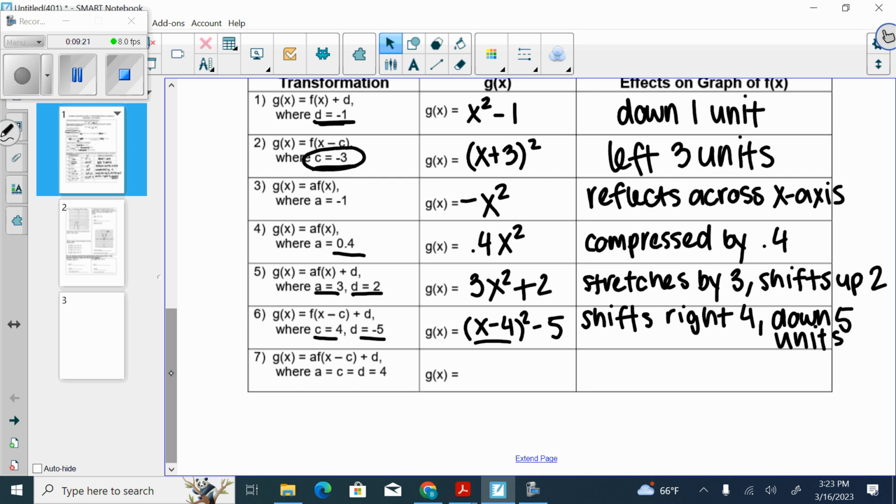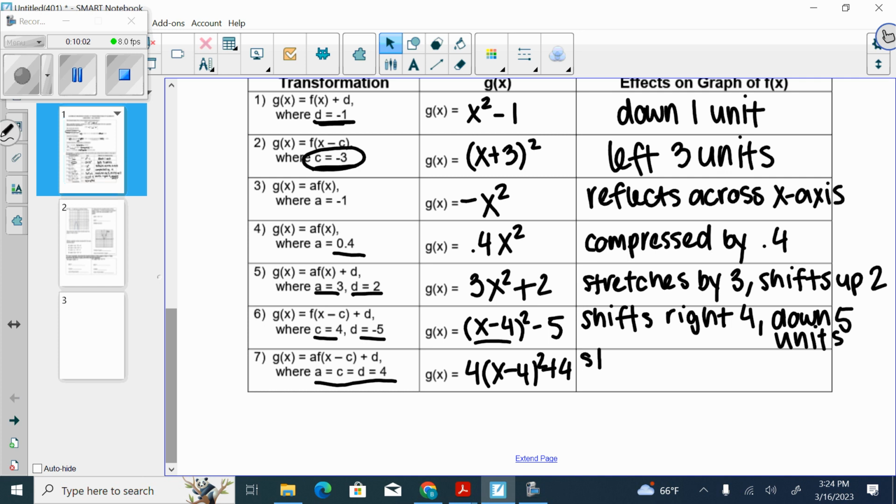All right, last one on the chart. Did they give us anything for A? Yeah, what did they say A was? 4. Okay. Did they give me anything for C? 4. So in my parenthesis, I'm going to put X what? Minus 4. Good. And did they give us anything for D? Also 4. So what am I going to put at the very end? Plus 4. Nice.